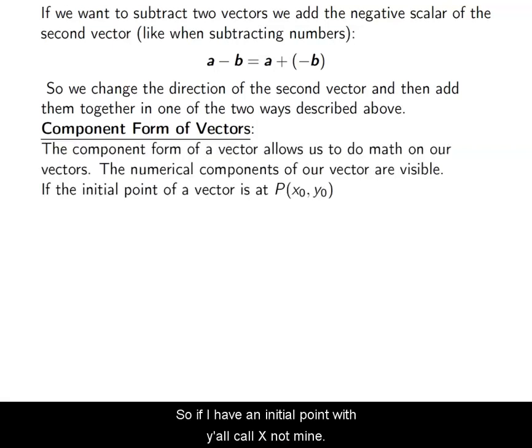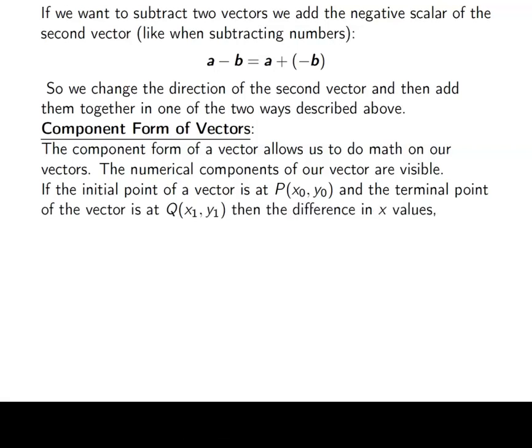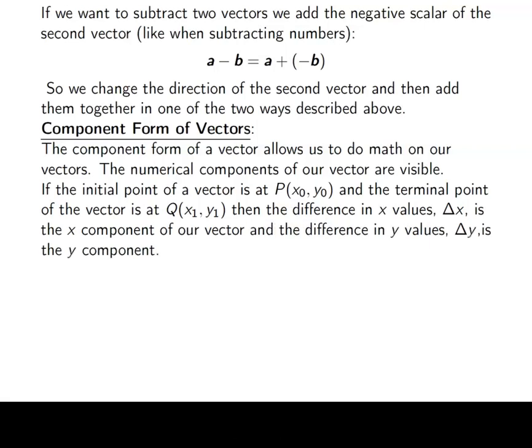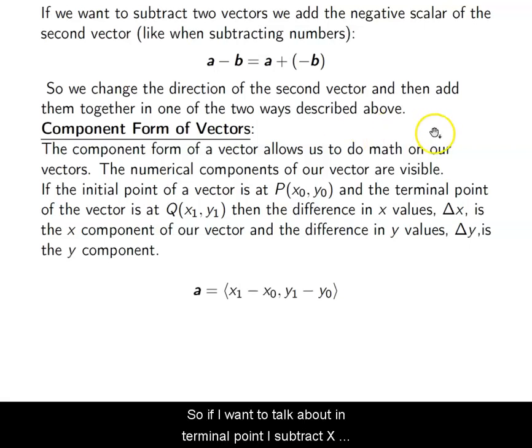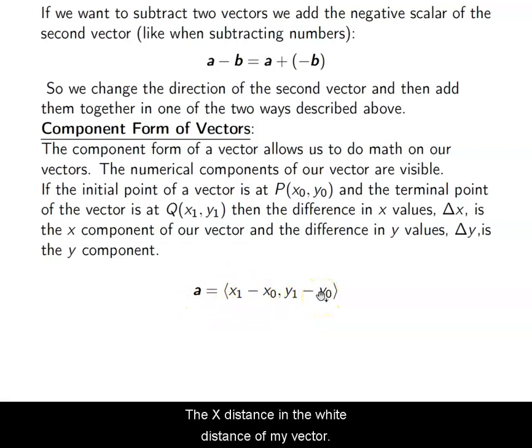Okay. So if I have an initial point of P, which I'll call x naught, y naught, and a terminal point, which I'll call Q, which will be x1 and y1, then the difference in the x values, my delta x, is the x component, and the difference in the y values, delta y, is the y component. So if I want to talk about A in terms of its initial point and terminal point, I subtract the x values and I subtract the y values. And that will give me the x distance and the y distance of my vector A.